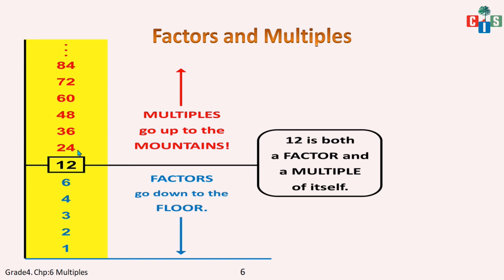12 1s are 12, 12 2s are 24, 12 3s are 36. और factors हमेशा छोटे होंगे. And the amazing fact is 12 is both a factor and the multiple of itself. अगर आपको क्वेश्चन दिया है 12, so जो क्वेश्चन है वो नंबर खुद अपना मल्टीपल भी होगा और अपना फैक्टर भी होगा. Yes. Okay, I hope you will remember this chart. What it says, multiples go up to the mountains and factors go down to the floor. Fine.